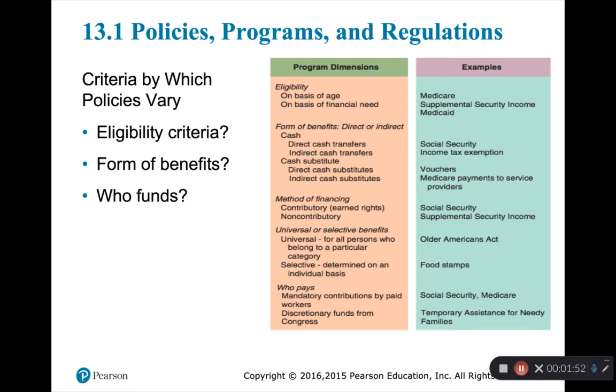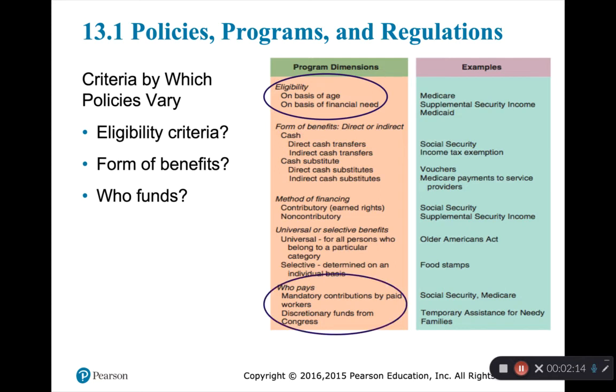Eligibility criteria for these programs are typically age-based or need-based. Social Security and Medicare are both age-based programs, meaning all older adults are automatically enrolled regardless of financial need or health status, whereas Medicaid is a need-based program where eligibility is decided by financial need.